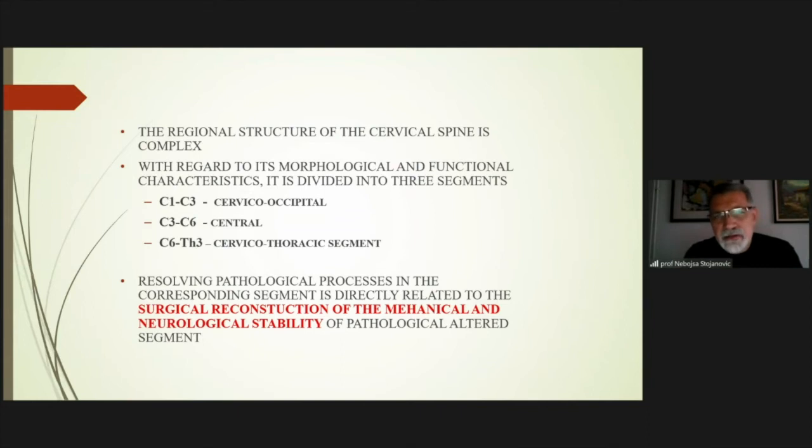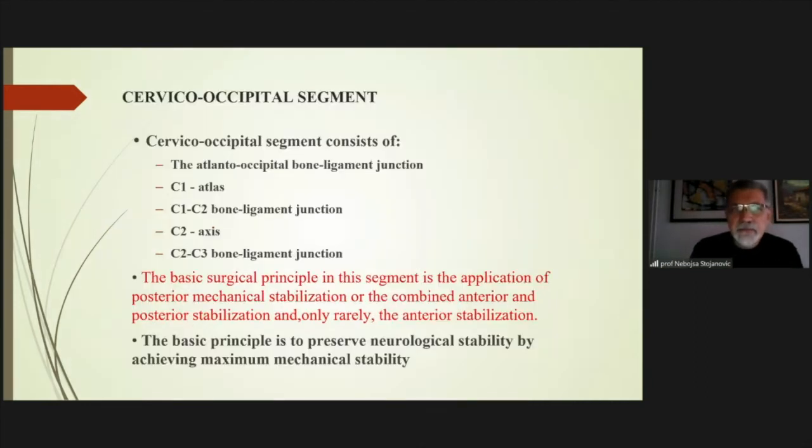The regional structure of the cervical spine is very complex with regard to its morphological and functional characteristics. It is divided into three segments: cervico-occipital, central, and cervicothoracic. Resolving the pathological process in the corresponding segment is directly related to surgical reconstruction of the mechanical and neurological stability of the pathologically altered segment. The cervico-occipital segment consists of the atlanto-occipital bone ligament structure, the atlas bone ligament junction C1, C2, and the axis bone ligament junction C2, C3.